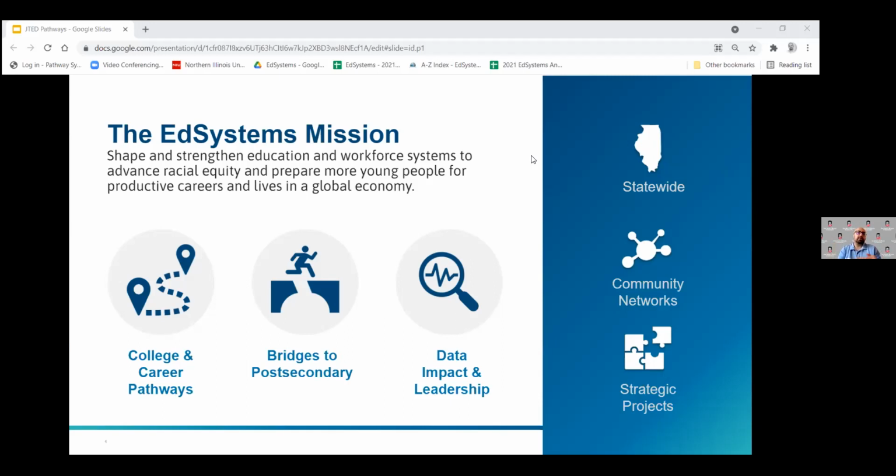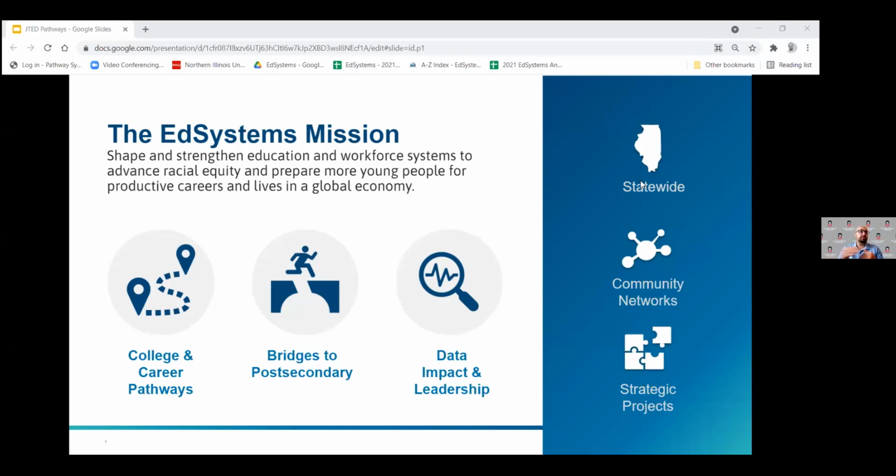We do a lot of work on college and career pathways. That means partnering with high school districts, community colleges, but also workforce systems to create college and career pathway systems. We do a lot of work in the space called bridges to post-secondary, and that means programs or efforts around dual credit, early college credit, community college credit, but also transition into formalized post-secondary education institutions. So from workforce into community colleges and things of that nature, for example. And then we also help the state with a lot of data impact and leadership. So the state's longitudinal data systems around workforce, labor market information, and college and career metrics.